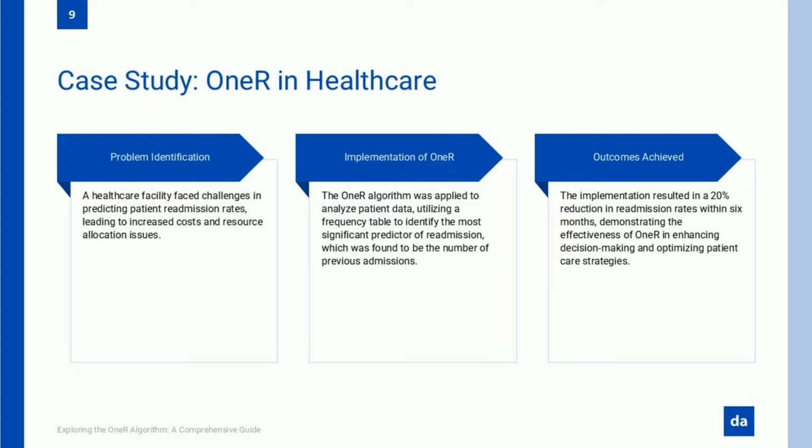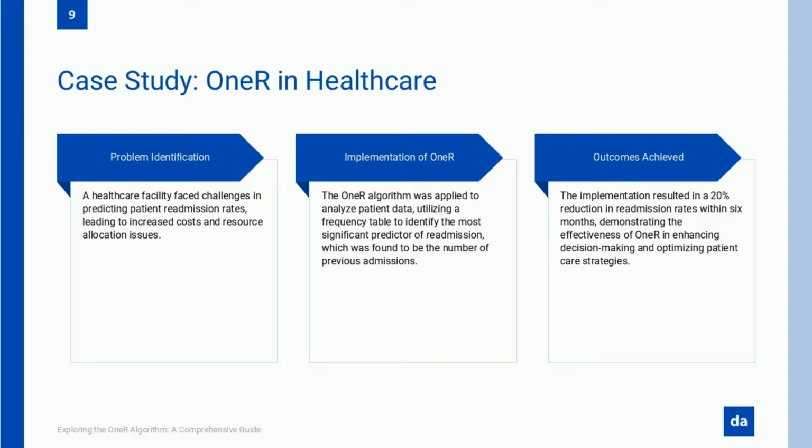The team applied the OneR algorithm to analyze thousands of patient records. Using frequency tables, they examined each predictor variable and identified which one had the strongest correlation with readmission. The results pointed to one key factor: the number of previous admissions. Patients with more than 3 prior hospital visits within a year had the highest probability of being readmitted. From this insight, the hospital generated a simple rule: if the number of prior admissions is greater than 3, then high risk of readmission. This rule became the hospital's guiding principle for early intervention.